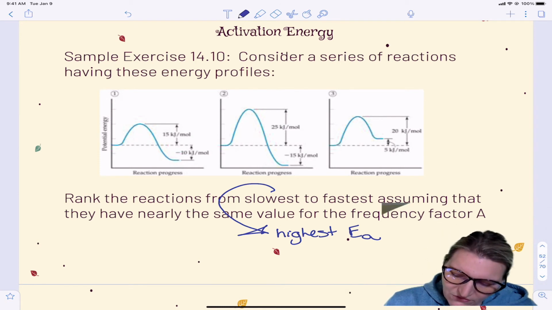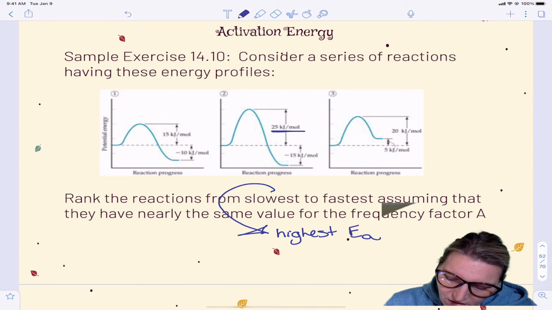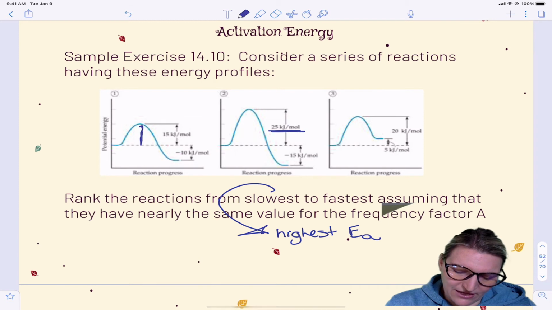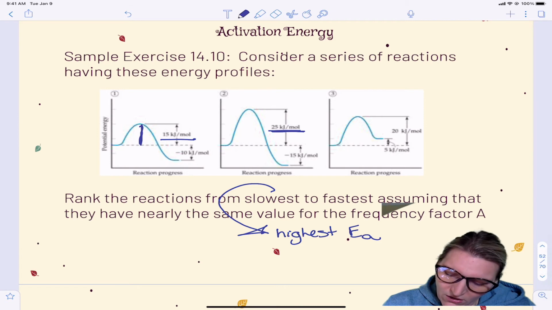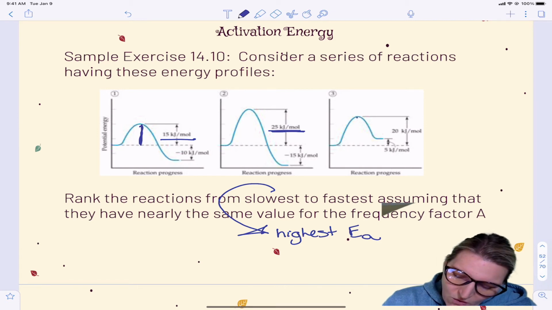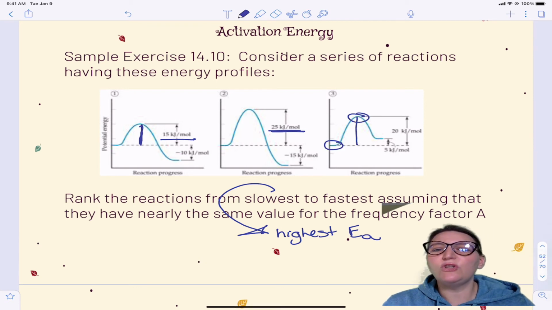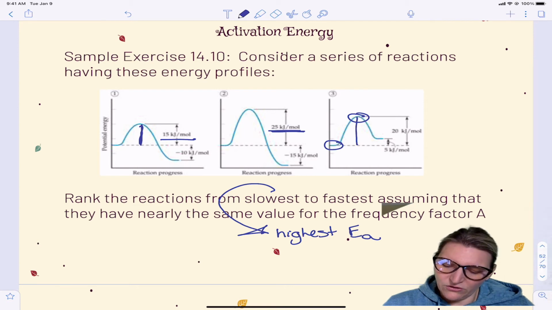Activation energy is sometimes symbolized by E sub A, meaning energy of activation. If we look at the activation energy here, we see that the middle reaction 2 has an activation energy of 25 kilojoules per mole. Reaction 1, so you're just looking at this height here, is 15. And for the one on the right, we're always looking at the distance. The activation energy is the distance from the beginning to the tallest peak. You don't even need to look at the products. So the activation energy for reaction 3 is 20.